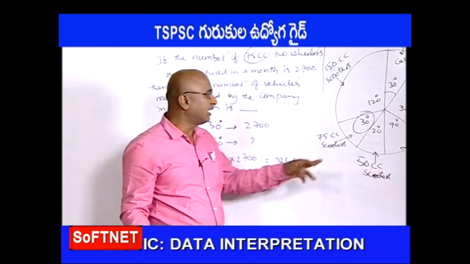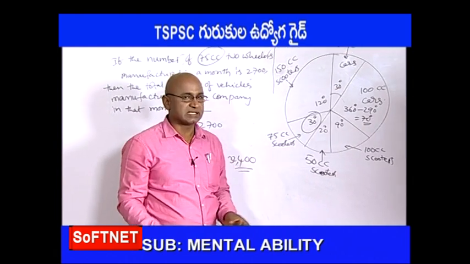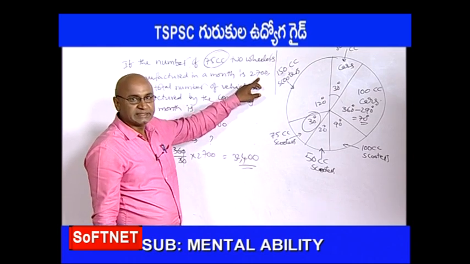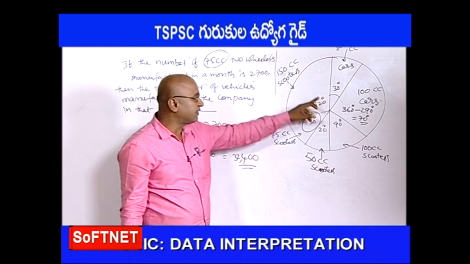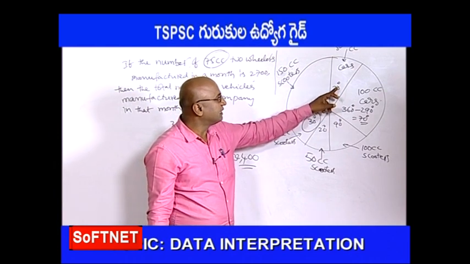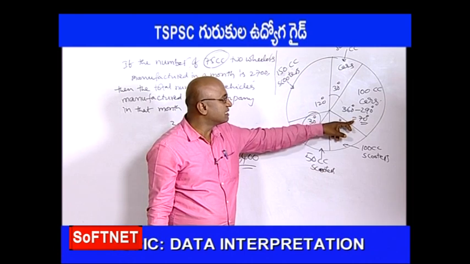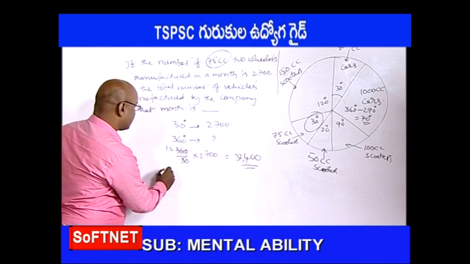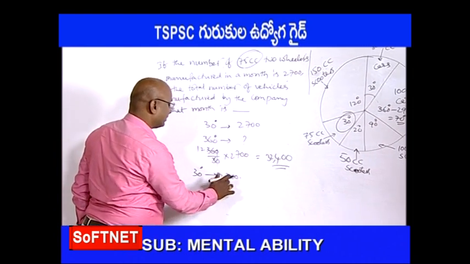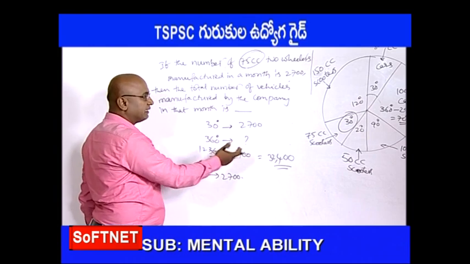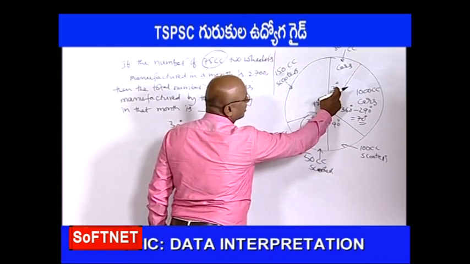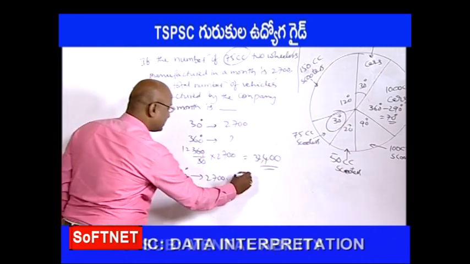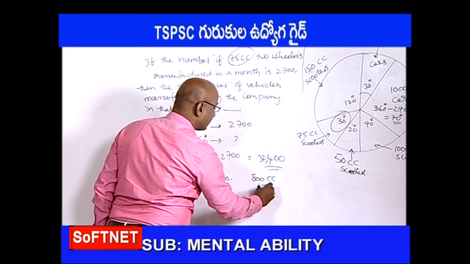Similarly, the same question can also be extended like this. What is the difference between the 800cc cars and 1000cc cars? If the production of 75cc is 2,700 in a month, then what is the difference between 800cc cars and 1000cc cars? Now see, suppose 30 degrees is equal to 2700, then we need not find out the total production. Directly you can find the difference in the production of 800 cc cars and 1000 cc cars.